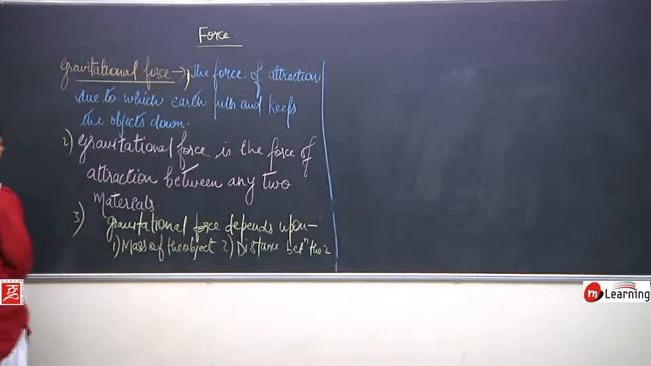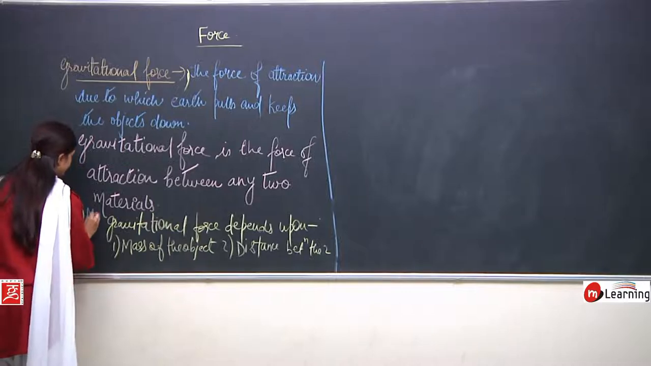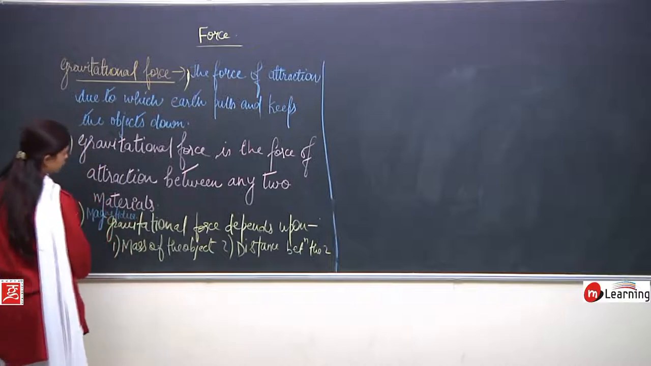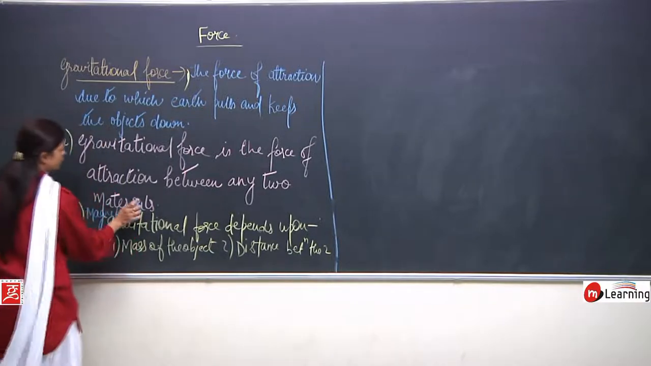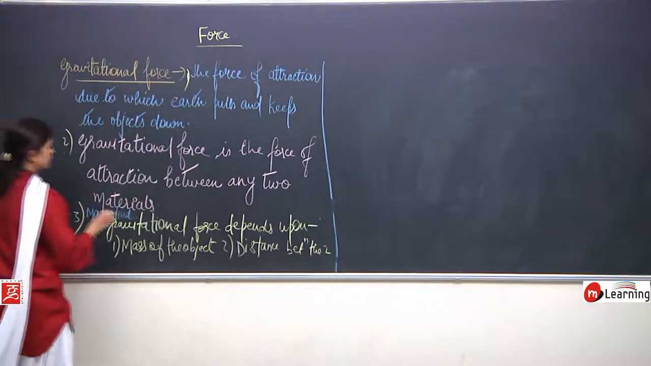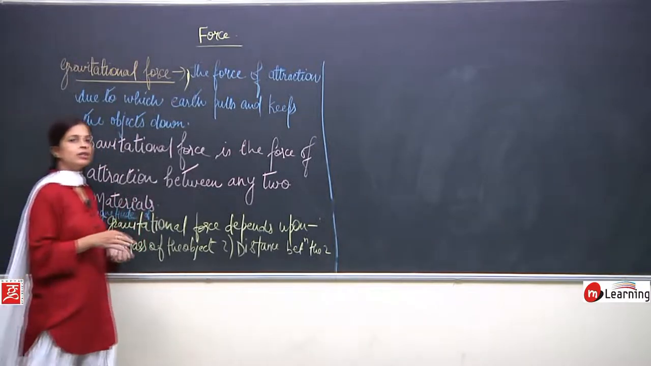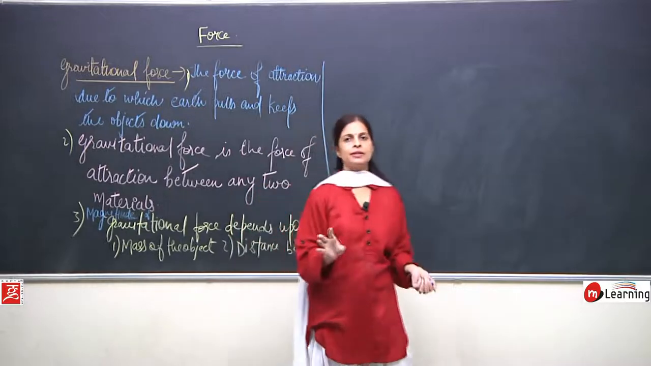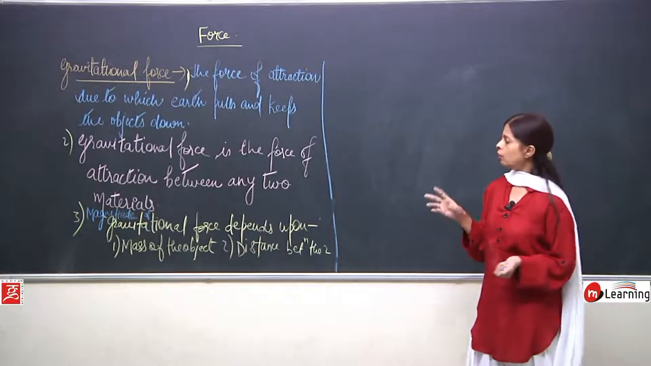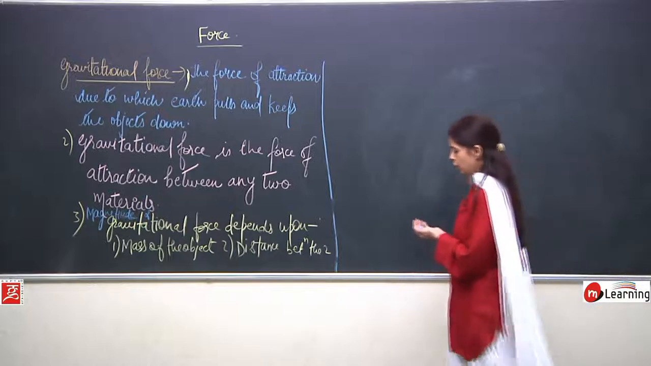Okay, so I will write here. Now the next point, one more point: magnitude. Magnitude, what's the meaning of magnitude, children? It means how strong this force is. The gravitational force, how strong it is, depends upon two things: the mass of the object and the distance between the two objects.